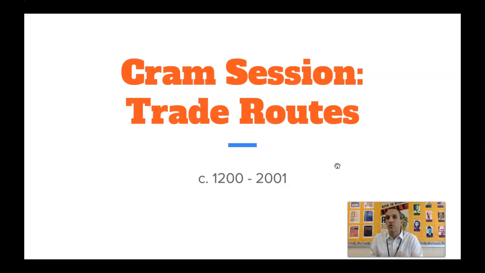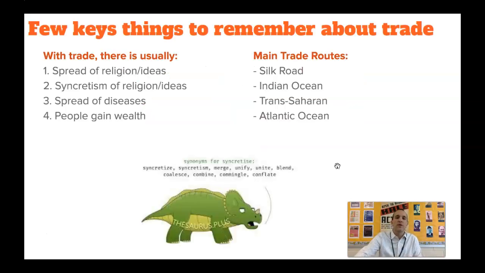So we're looking at circa 1200 to 2001. We're going to go all the way through with the trade routes here. A couple things to remember before we talk about specific trade routes: there's some commonality, things that almost always take place or exist with trade routes. If you see a question on trade routes, you can pop these things in your mind and hopefully it'll help you answer the question. So number one, with trade, there's usually a couple things.